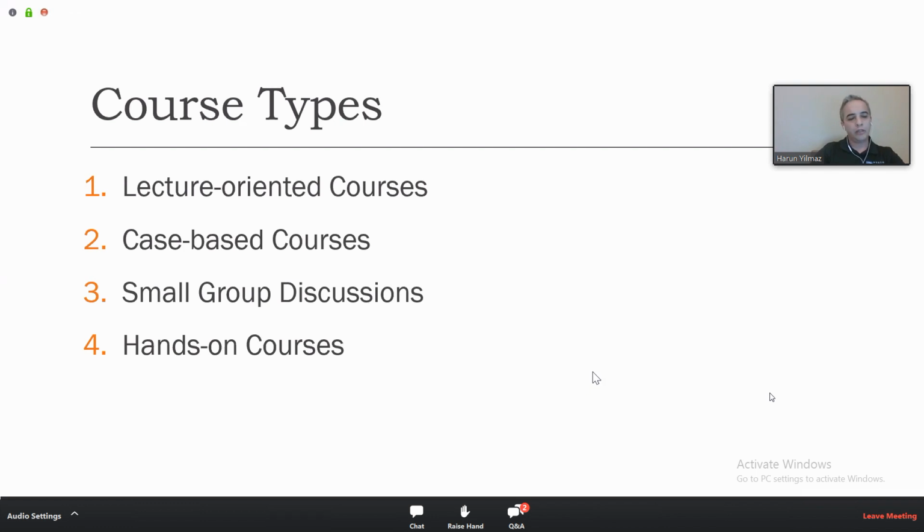And in the online environment, there are four different types of courses. The lecture-oriented courses, most probably you are going to focus on the first one, case-based courses, small group discussions, and hands-on courses, which is going to be true for the specific scientific classes, like science classes and other types of classes, if you are teaching. And we are going to focus on lecture-oriented courses, okay?